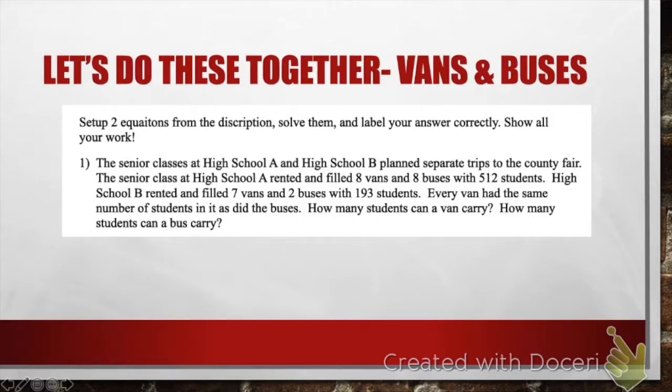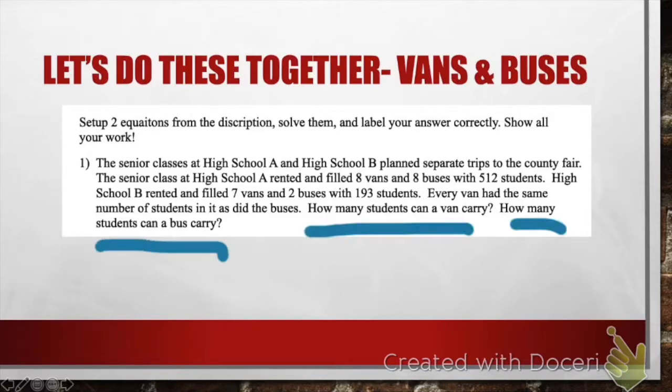The key to this is to figure out what our variables are. Are the variables for High School A and High School B, or are the variables for the buses and the vans? The way I figure this out is I look at the question at the very end. The question says, how many students can a van carry, and how many students can a bus carry? And that tells me what my variables should be. So that tells me that I need to have V for vans and B for buses, and that's the number of people on those buses.